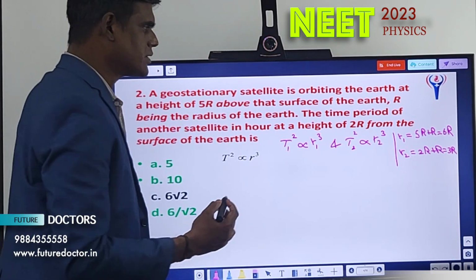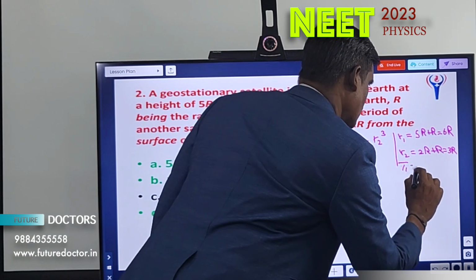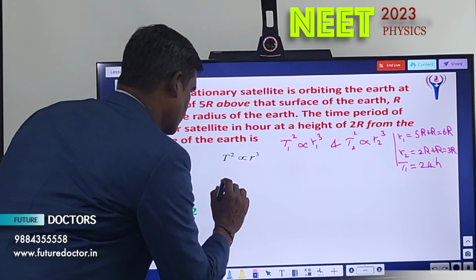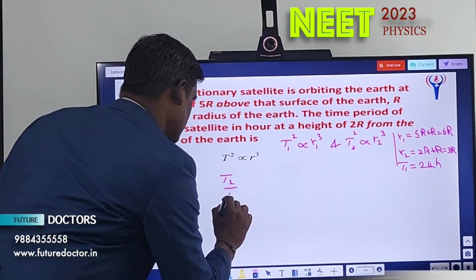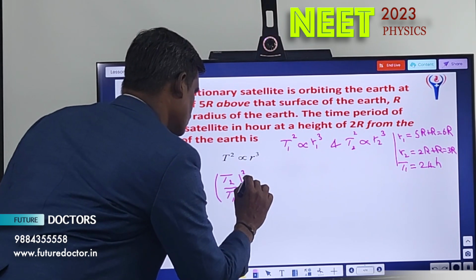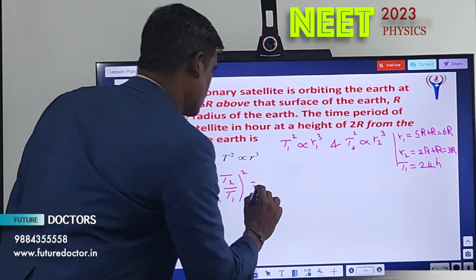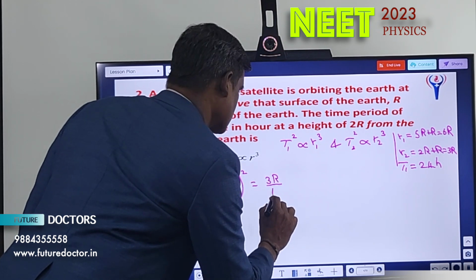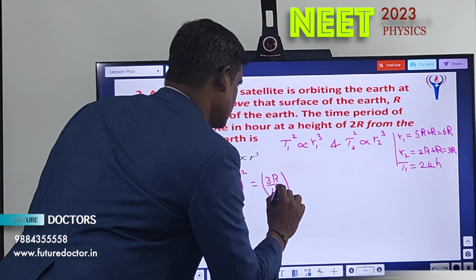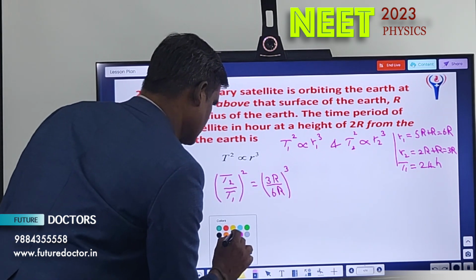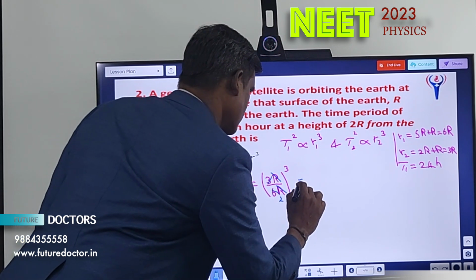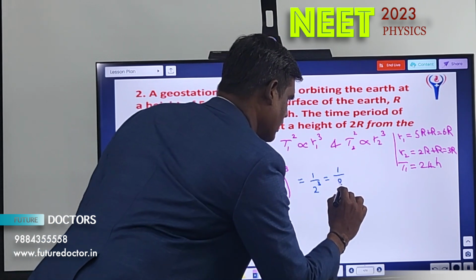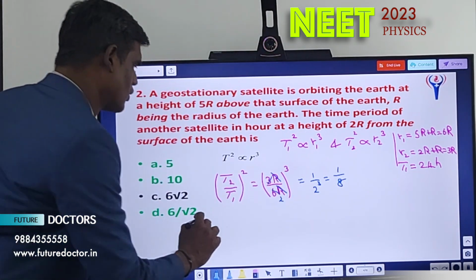Geostationary satellite means the time period will be T1 equal to 24 hours. Then substitute that. Here also T2 by T1 only we want to find. T2 by T1 whole power 2 is equal to R2 by R1 whole power 3, that is 3R by 6R whole power 3. R gets cancelled, and 3 to 6 gives 1 by 2 power 3, that is equal to 1 by 8.